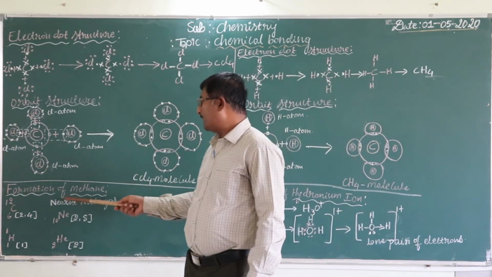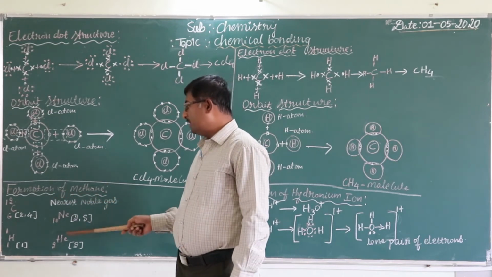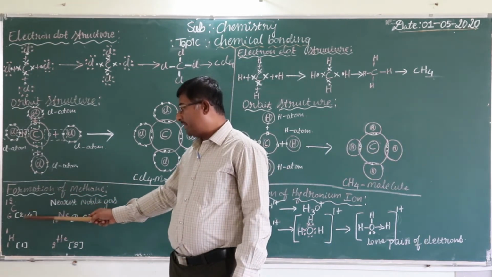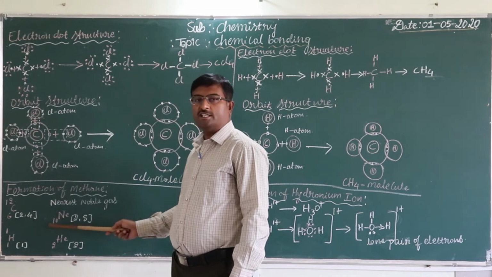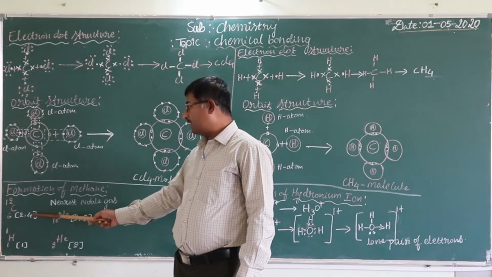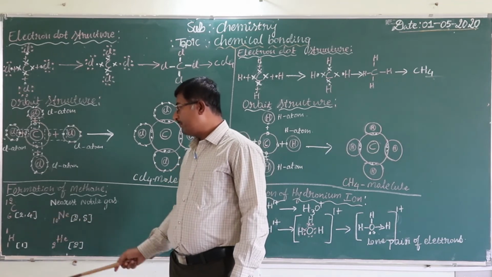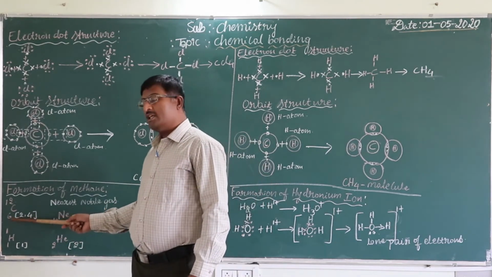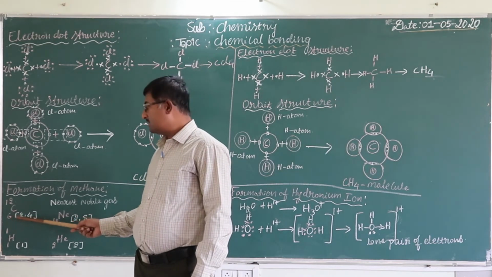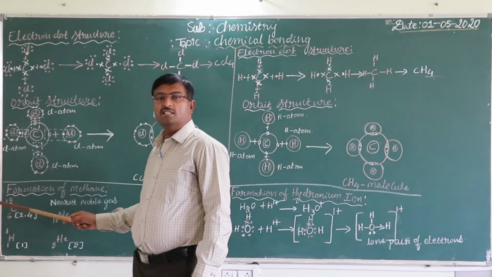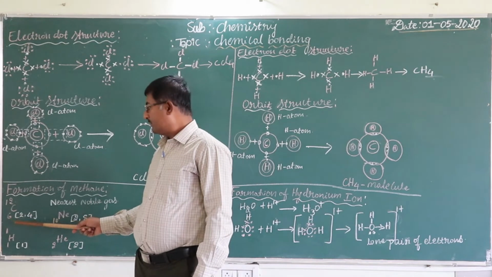Next we will go to the formation of methane. In methane 2 elements are there, carbon and hydrogen. The formula of methane is CH4. C means carbon, H means hydrogen, 2 elements are there. The atomic number of carbon is 6, which means 6 electrons are there in carbon.